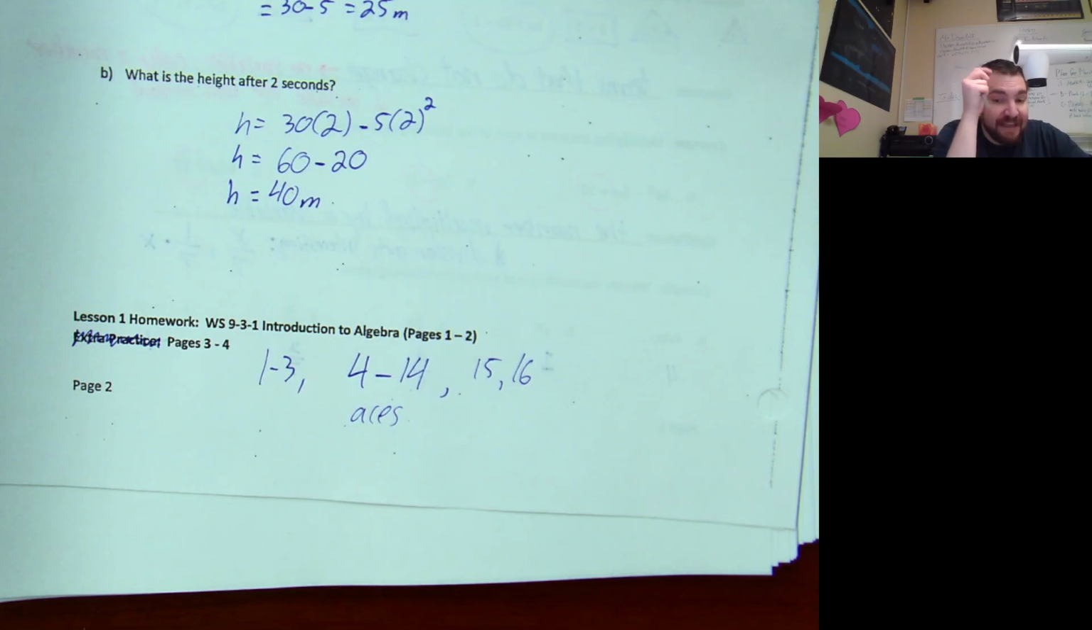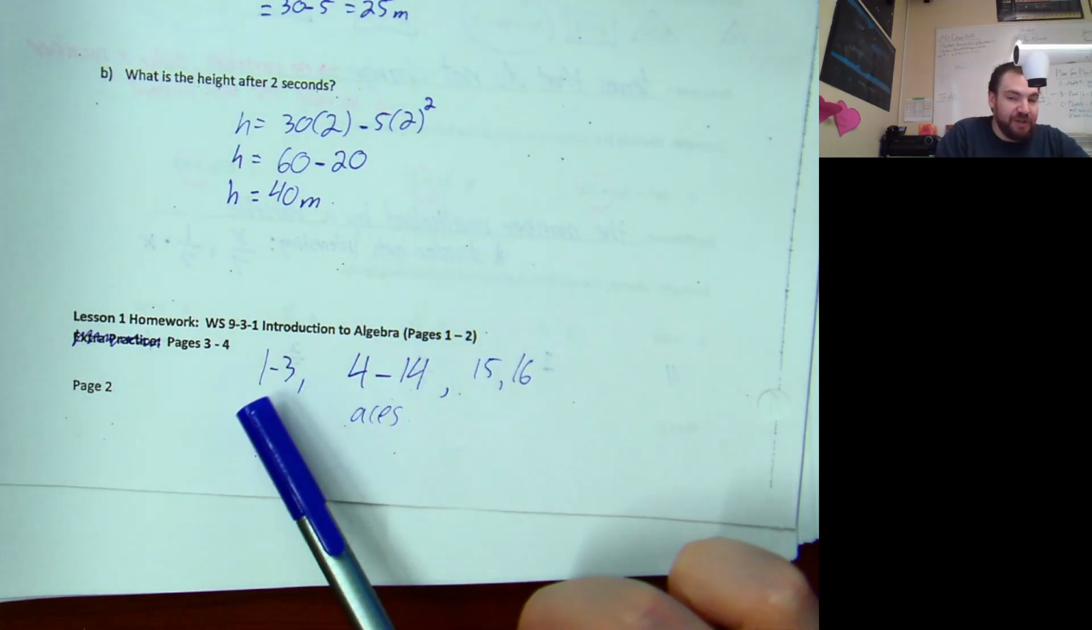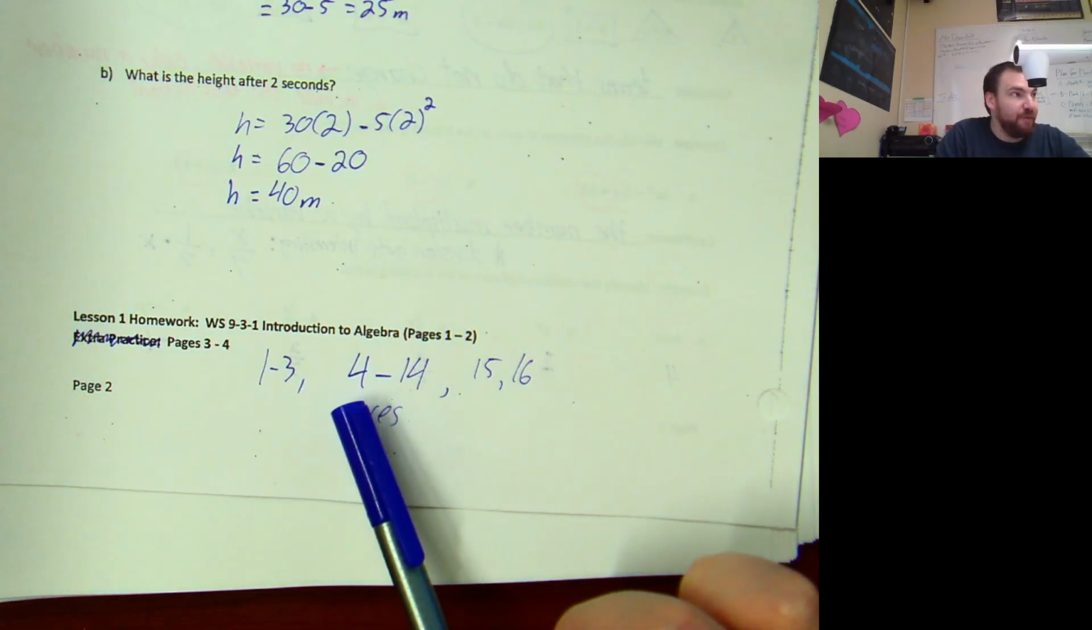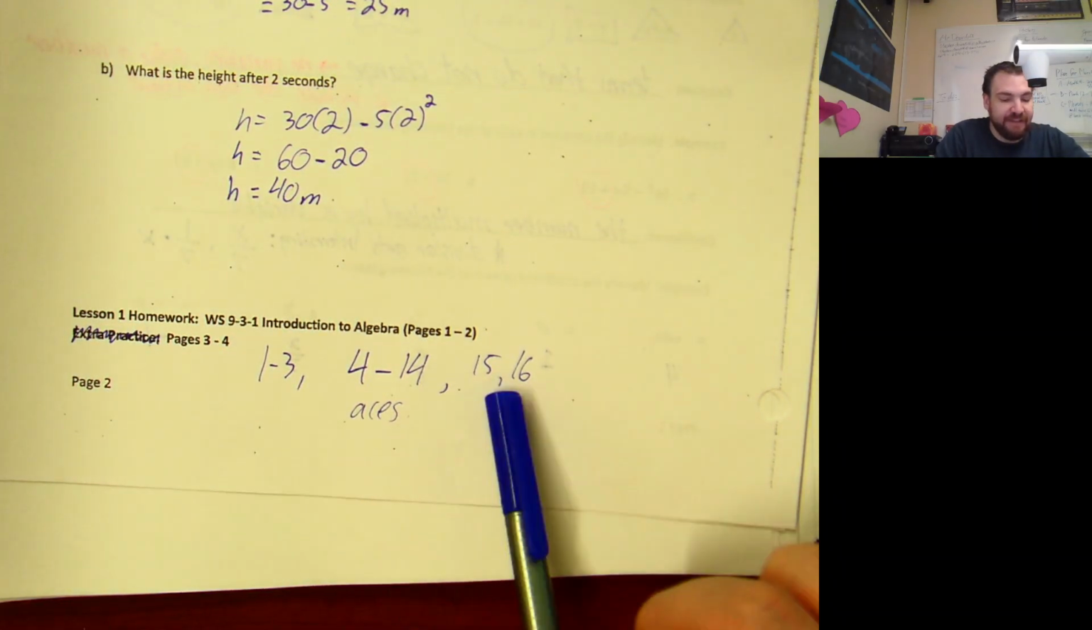So there's 15 minutes left, and this stuff should be relatively easy. It's the very first lesson that we've done. Lots of this should hopefully be review. Welcome back. Happy to have you here. Questions 1 to 3, you're doing all the pages. And then you're going to do 4 to 14 aces, and then 15 and 16.